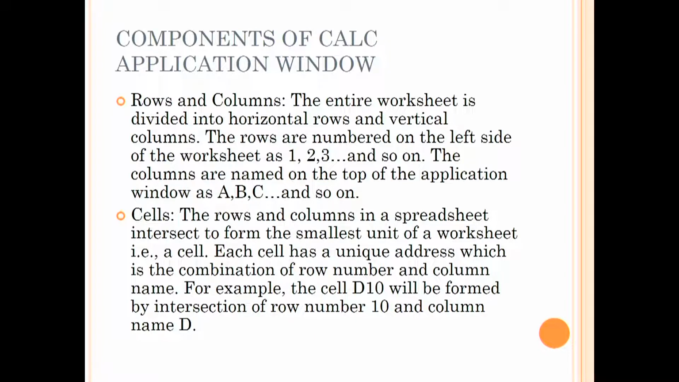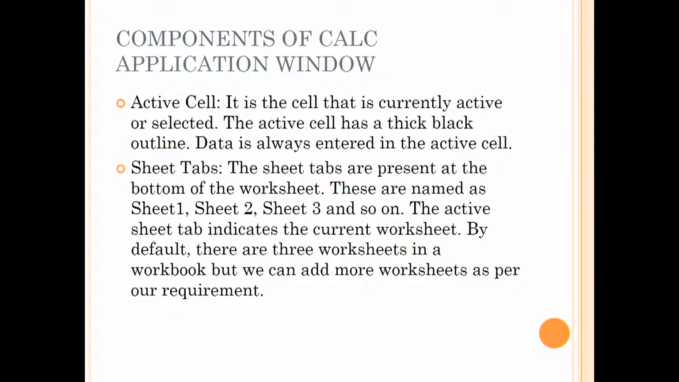The next component is cells. The rows and the columns in a spreadsheet intersect to form the smallest unit of a worksheet, that is a cell. Each cell has a unique address, which is the combination of the row number and the column name. For example, the cell D10 will be formed by the intersection of row number 10 and column D. So this was all about cells.